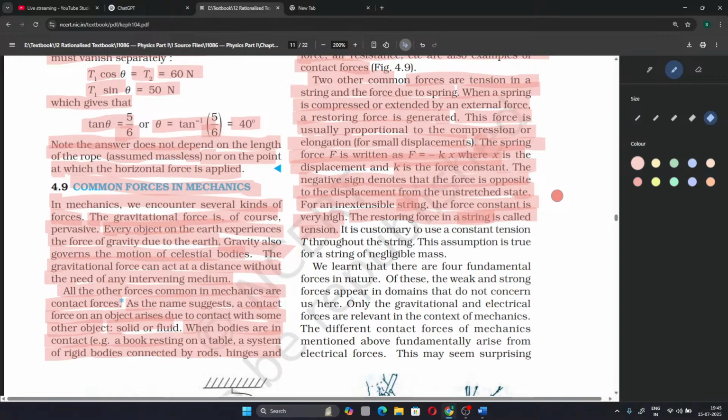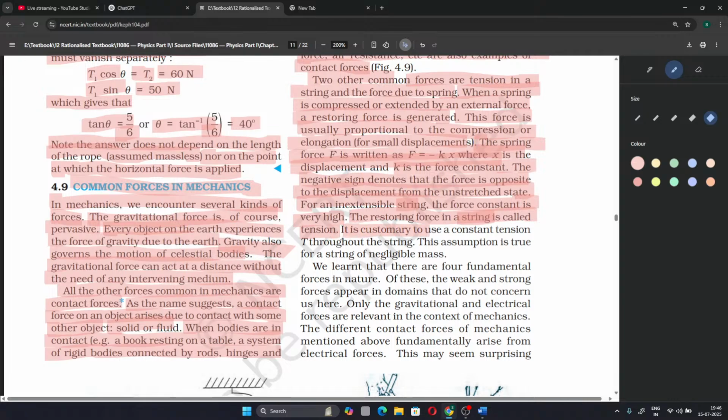In an inextensible string, or in case of an inextensible rope, we cannot extend it no matter what. So the force constant is very high in case of a string or a rope that is inextensible. Similar to a spring, there is also a restoring force in the string, which is a rope. The restoring force in a rope is called tension.